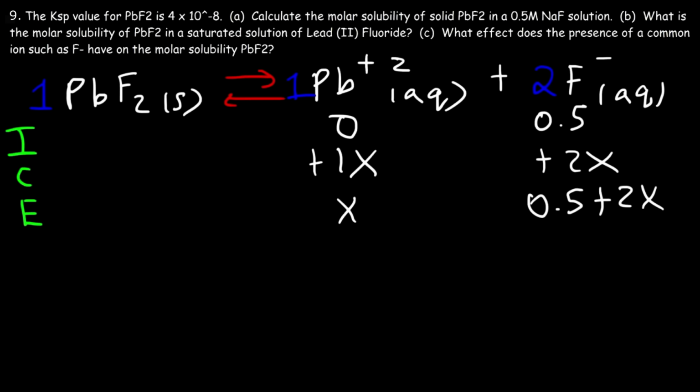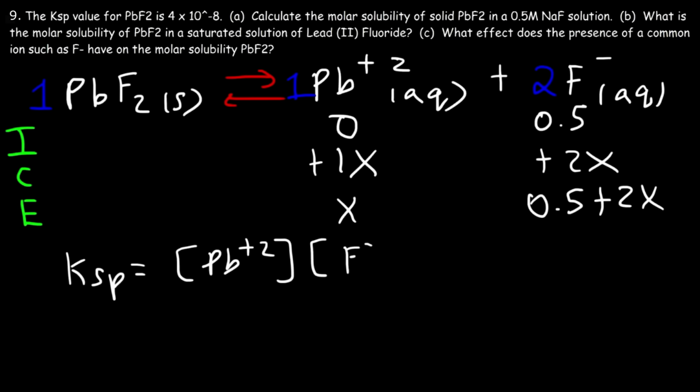So now let's write the Ksp expression. So Ksp is going to be products over reactants, and the reactant is a solid, so we cannot include that in the equilibrium expression. So it's just going to be products divided by no reactants in this example. Now we need to raise this to the second power. So that's the Ksp expression for this reaction.